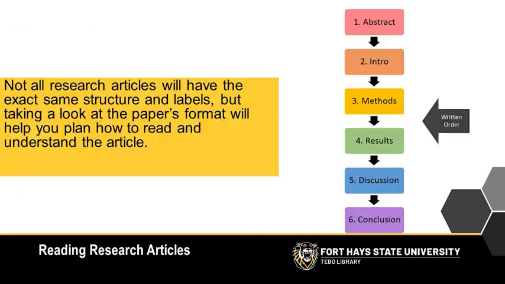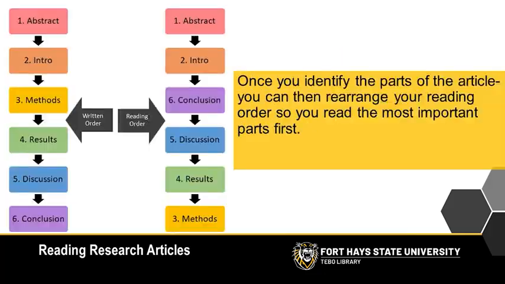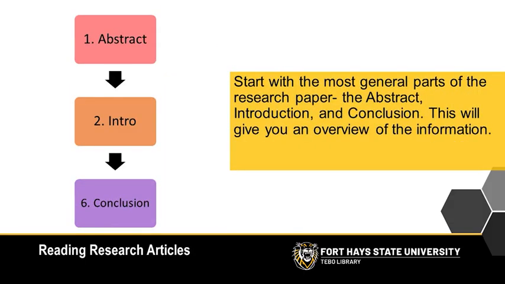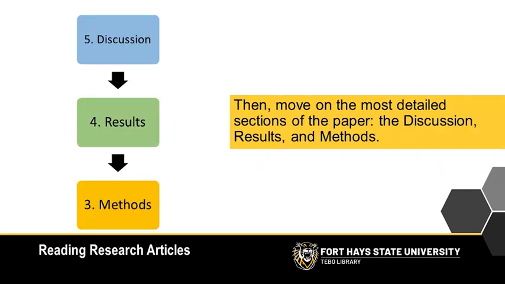Not all articles will have the exact same structure and labels, but taking a look at the paper's format will help you plan how to read and understand the article. Because once you identify the parts of the article, you can then rearrange your reading order so you read the most important parts first. Start with the most general parts of the research paper. The abstract, introduction, and conclusion will give you an overview of the information. Then, move on to the most detailed sections of the paper, the discussion, results, and methods.